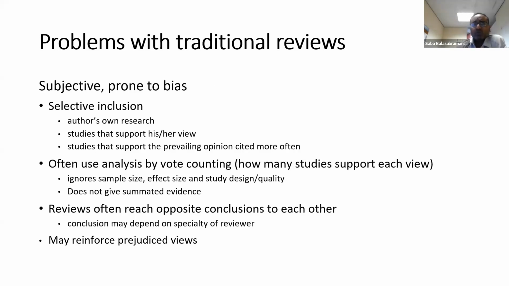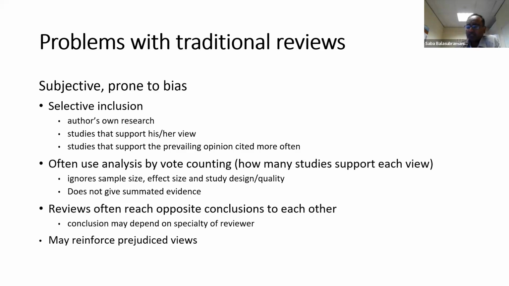In traditional reviews, when people have attempted to include studies that support or go against their view, they're often analyzed by simply a process called vote counting, just saying, oh, there are 10 studies that support this particular view, there are 5 studies that support the opposite view, and therefore we'll go with this view. Ignoring the sample size, ignoring the quality of the study, ignoring the effect sizes, and certainly not bringing together the numbers in a way that we would now consider to be summated evidence.